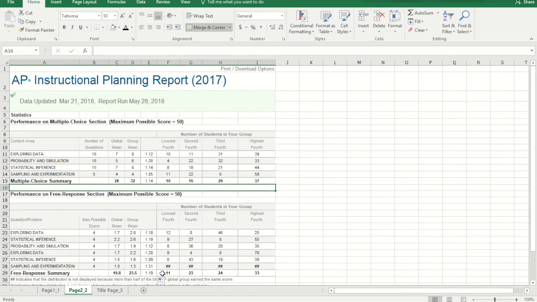This teacher's students perform about 19% above the national average on free response. On sampling and experimentation, they far exceeded that ratio, performing 31% higher than the national average. But on statistical inference, they only performed 9% higher than the national average. This gives us an indication about where these students did very well on the multiple choice and the free response, as opposed to places where they could improve their performance.